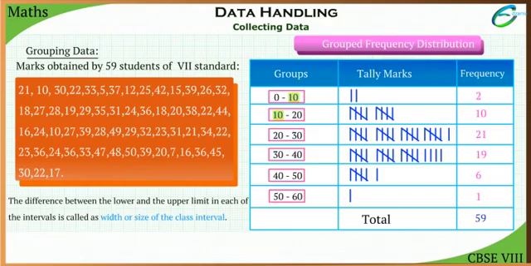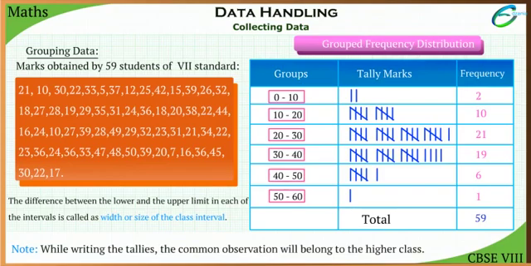Observe that 10 occurs in both the intervals, 0 to 10 and 10 to 20. So 10 belongs to the higher class, which is 10 to 20. So note that while writing the tallies, the common observation will belong to the higher class.